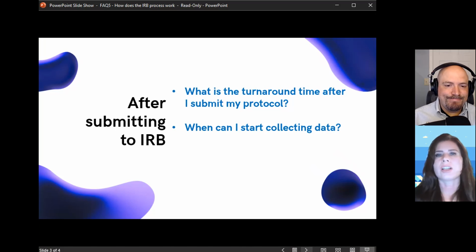And when can students start collecting data then? We'll send an approval letter once your IRB application is approved, and it'll tell you right on there that you're now ready to collect data. Okay, but you have to wait for that approval. That's right. Yep. Don't collect any data before you get that letter.